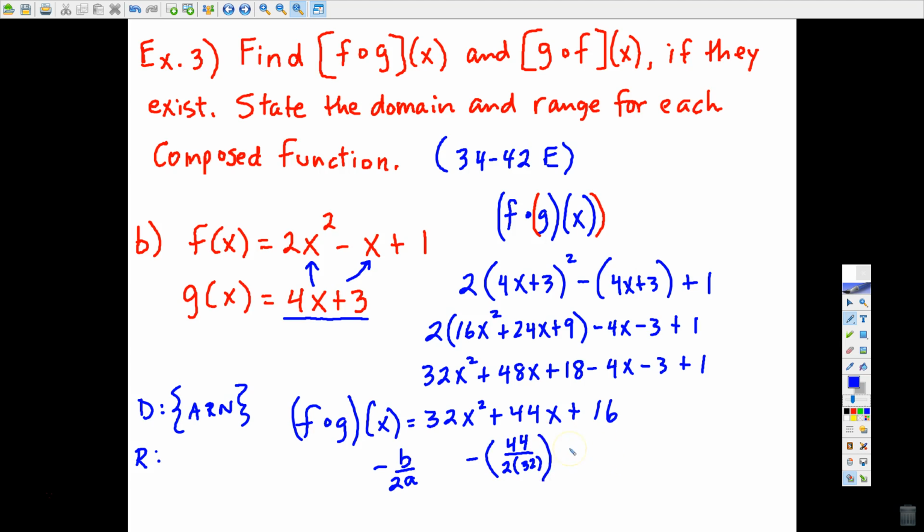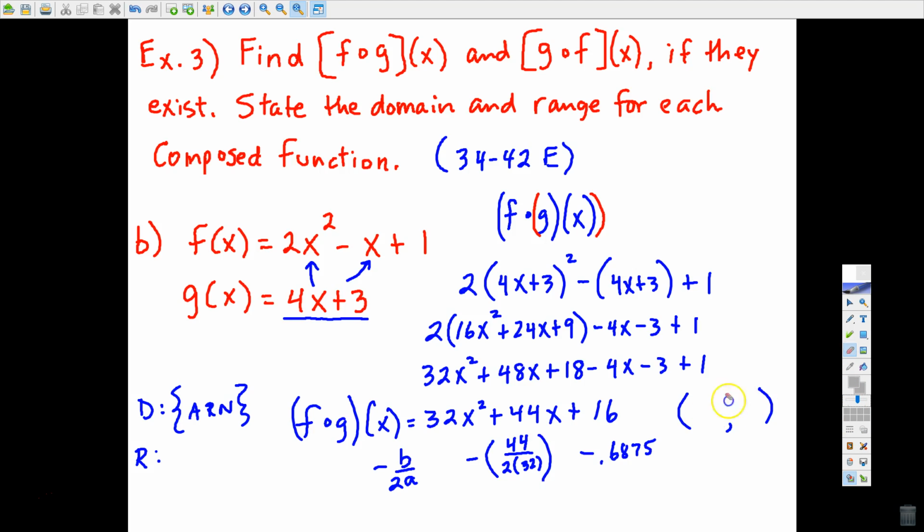Okay? So let's see, in our calculator, 44 divided by 64, that's 0.6875, but this makes it the opposite of that, so negative 0.6875. Okay, so finding the vertex, what we've found so far is the x-coordinate.